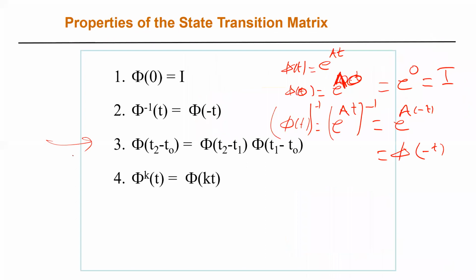This is another important property. I don't think we will be using it a lot, but if you want to go in the time domain from t0 to t2, you can go to one point in the middle and find your state transition matrix. So decompose your domain into two parts: the first part from t0 to t1, then the second part from t1 to t2. Again, if you just apply the definition, you can do it.